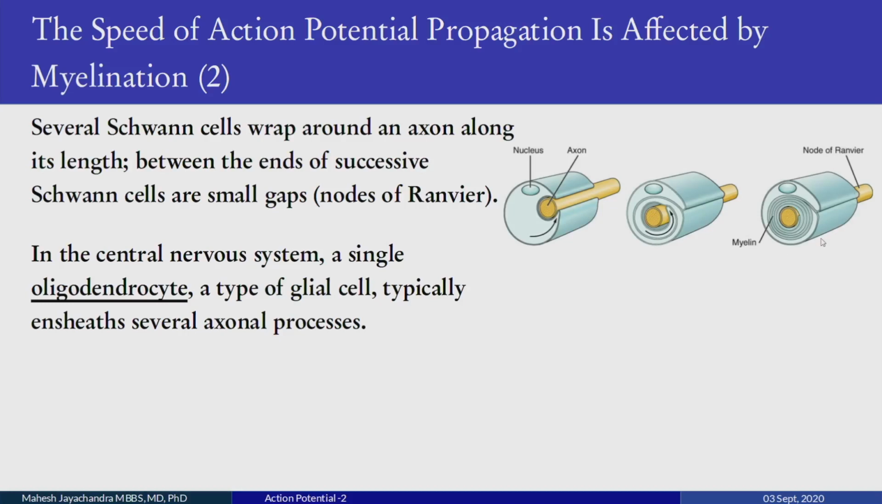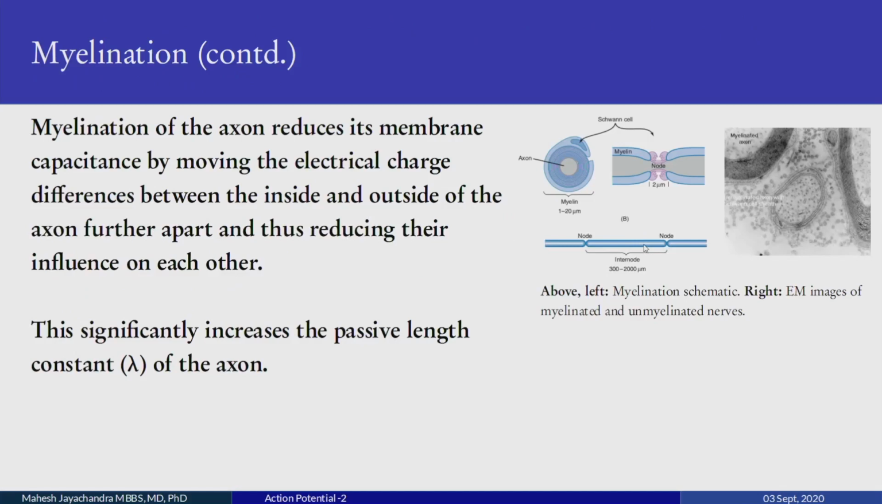In the central nervous system, instead of the Schwann cell, you have an oligodendrocyte, which is a kind of glial cell, and each oligodendrocyte typically ensheaths multiple axons. Schwann cell, only one axon in the periphery; oligodendrocyte, multiple axons. But otherwise it is the same purpose and function. It insulates the axon.